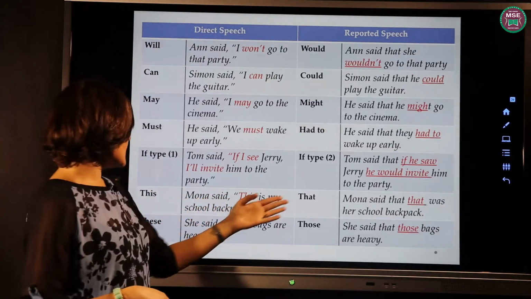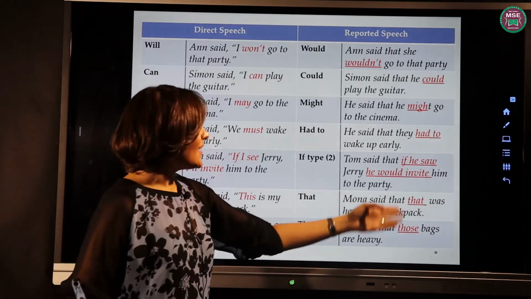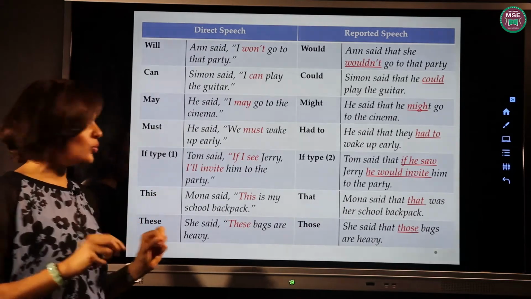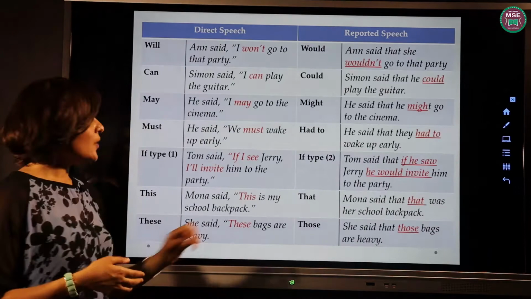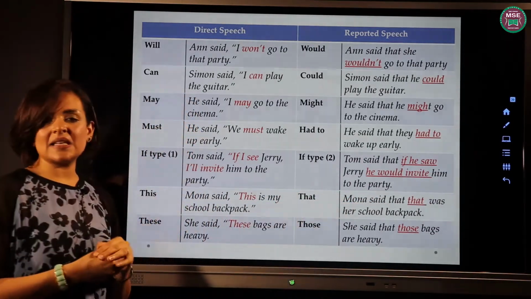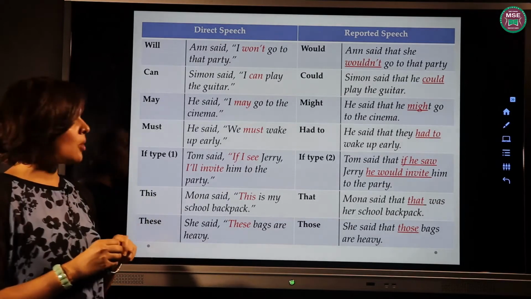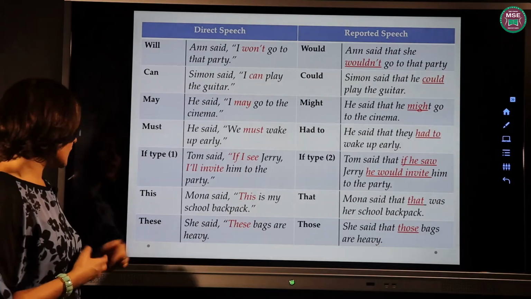Mona said, "This is my school backpack." Mona said that that was her school backpack. And make sure that you know that we have two "that" here in this case. The first "that" comes instead of the quotation marks in the indirect part, and the second "that" is the change of "this" in the indirect.